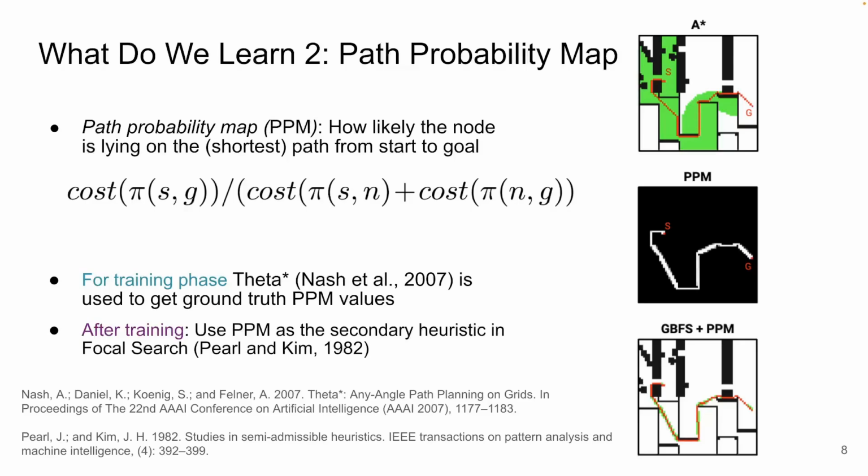After training, PPM can be used as a secondary heuristic inside the focal search. It is a technique to lower the number of search iterations via exploiting an additional list of nodes called focal, with secondary heuristic values. This allows us to get solutions whose cost is guaranteed to be bounded by the user-provided factor.